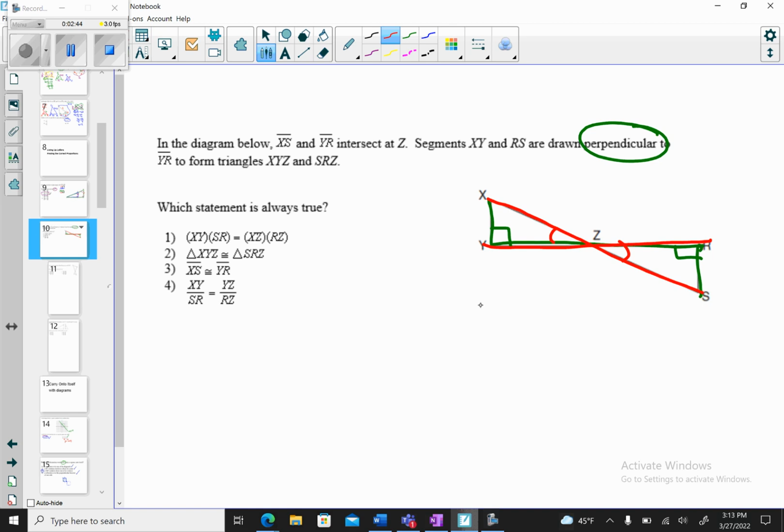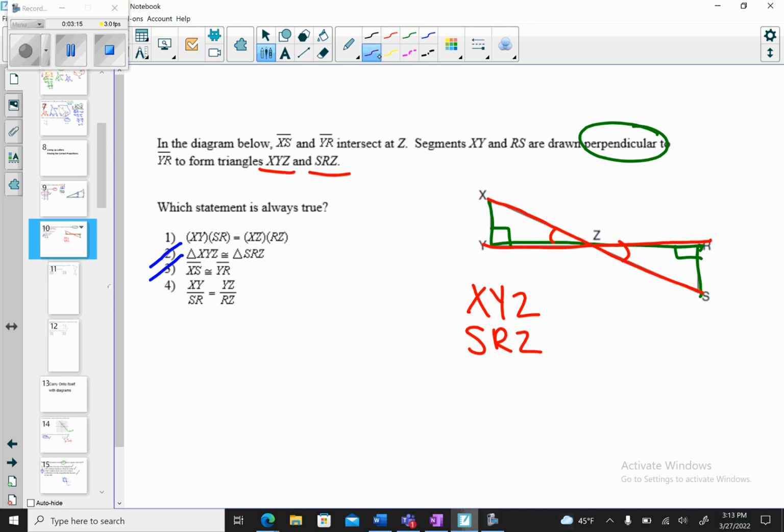So what we're going to do is line up our letters, X, Y, Z, and S, R, Z. And it actually tells us, which is nice, in the question. So we have to figure out which statement is always true. Well, because we know that these are similar triangles, the triangles are not congruent and the sides are not congruent. So what we know is that the sides have to be in proportion because we have similar triangles.